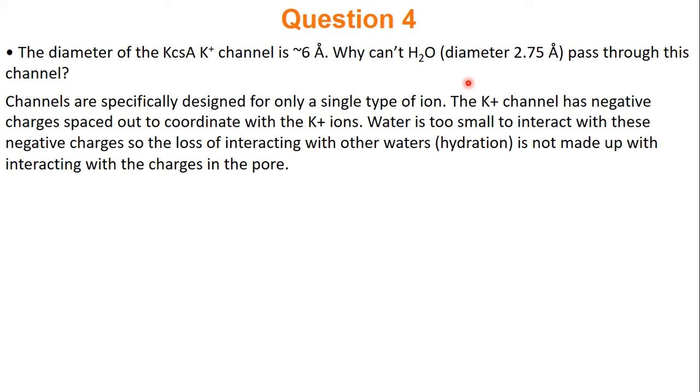Also, water does have a negative oxygen on it, so if you have a channel that's just like a circle of negative charges, water's not going to be able to go through that easily. Water is not going to want to be dehydrated, that is, lose all the other waters it can hydrogen bond with, to go through a channel where it can't really hydrogen bond with everything around it. It can hydrogen bond with some of the negative charges, sure, but the oxygen is going to be left out, and it's really too small to get all the energy benefit of the whole pore.